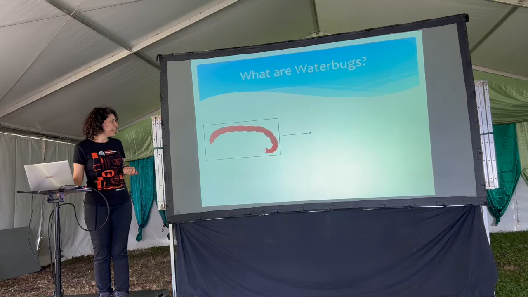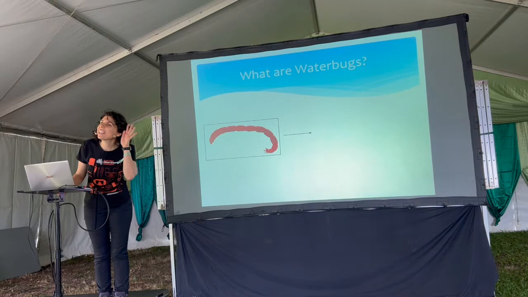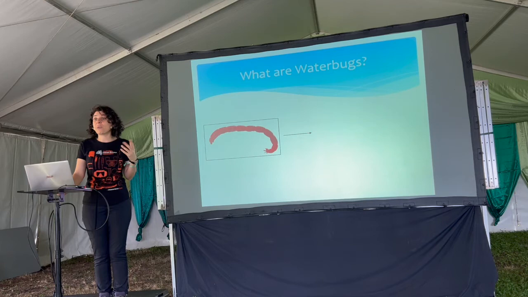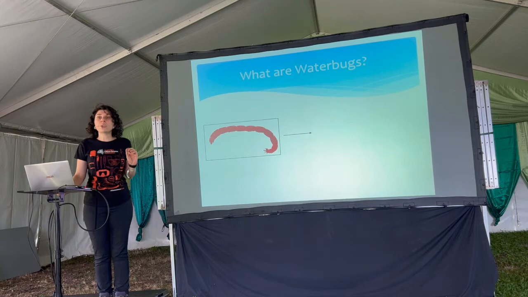Anyone want to have a guess what that is? Yeah? What was that? A bloodworm. It is called a bloodworm. Do you know what it turns into once it's an adult? Yeah? A leech. So leeches actually look very similar through most of their life cycle.